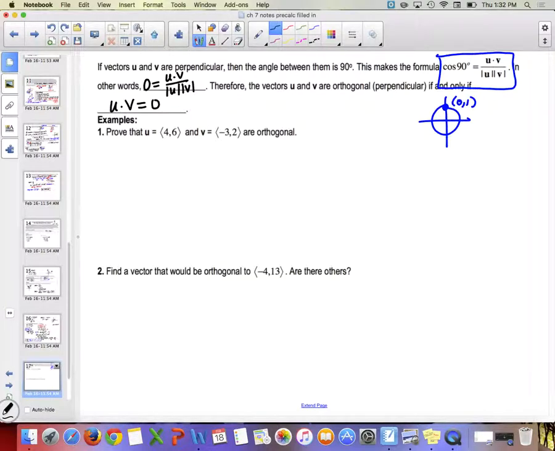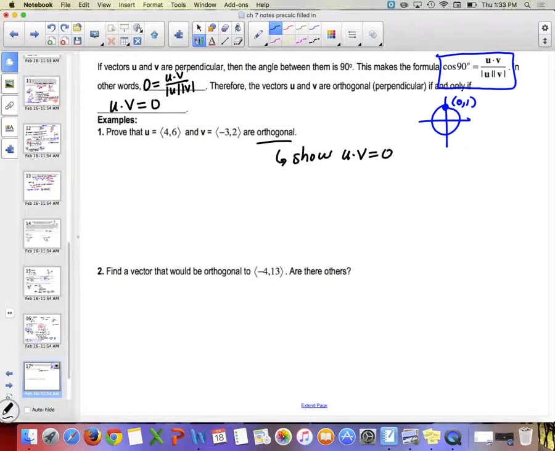Ooh, weird. All right. Number 1 says prove that u, which is the vector 4, 6, and v, which is the vector -3, 2, are orthogonal. If you want to show that they are orthogonal, all you're showing is that their dot product, u dot v, equals 0. That's it. So show that u dot v is equal to 0.